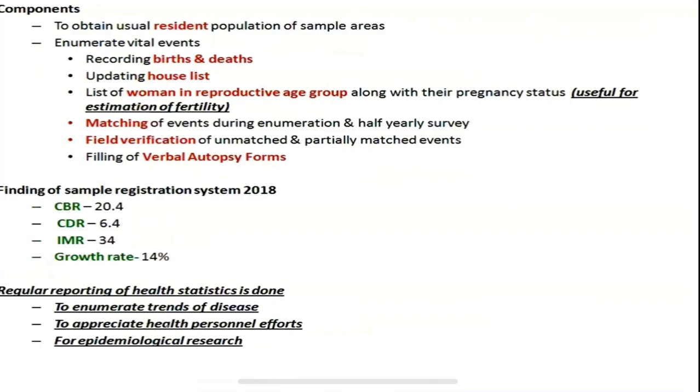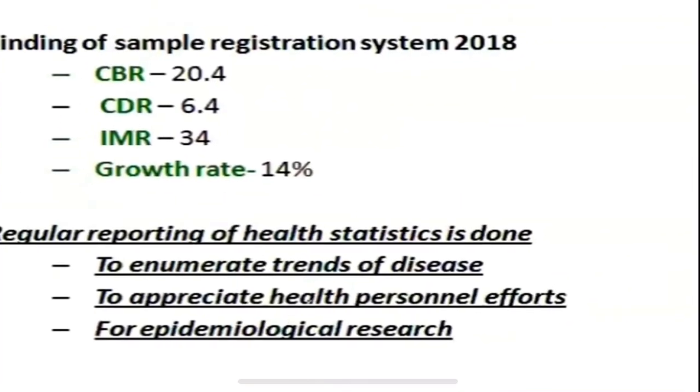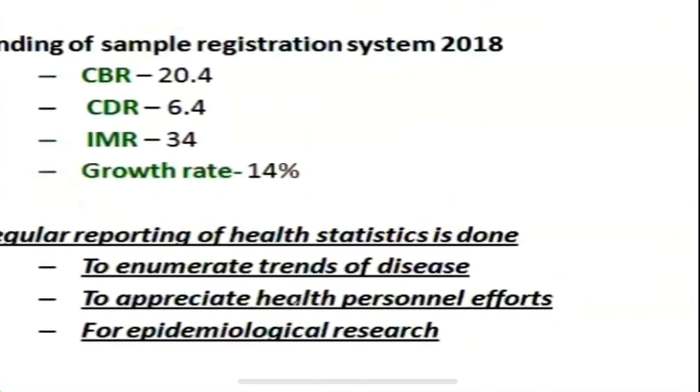If the information is unmatched or it is only partially matched, the field verification can be done. Filling of the verbal autopsy forms. The verbal autopsy forms should be filled to know the cause of the death, probable causes of the death in the population. Findings of sample registration systems in 2018 showed that the crude birth rate was 20.4% and the crude death rate was 6.4%. Infant mortality rates were 34% and the growth rate was 14%.